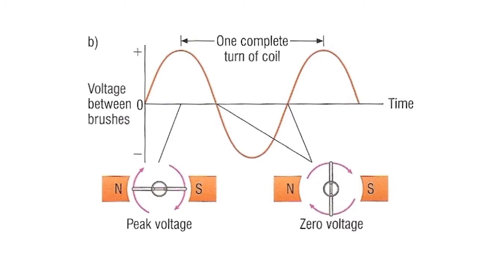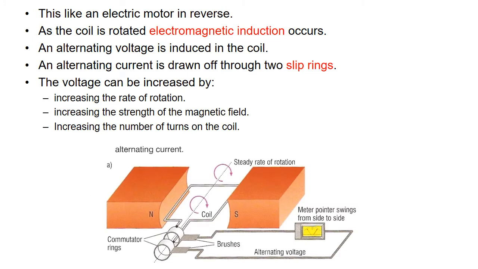After one complete turn of the coil, you'll see that it's going up and down. It's alternating in terms of plus and minus voltage over time. Essentially it's like an electric motor in reverse. As the coil is rotated, electromagnetic induction occurs, and this alternating voltage is induced inside the metal coil between the two magnets, and the alternating current is drawn through two slip rings, which you see. The voltage induced can be increased by increasing how fast the coil rotates, increasing the strength of the magnetic field, or increasing the number of turns on the coil.